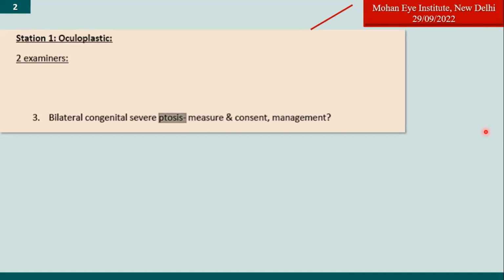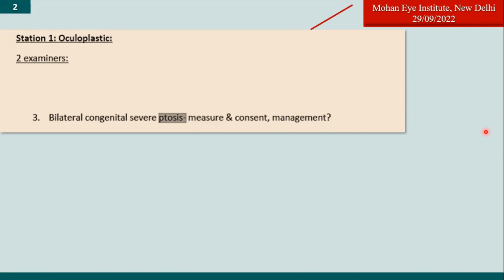Can you say it by numbers? Because we are keen on numbers in ptosis. When it comes to ptosis, yes, 4 millimeters of ptosis. Or let's say more than 3 millimeters. So this is the meaning of severe ptosis.